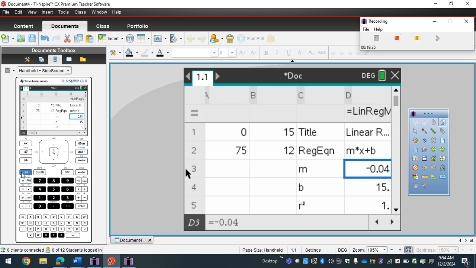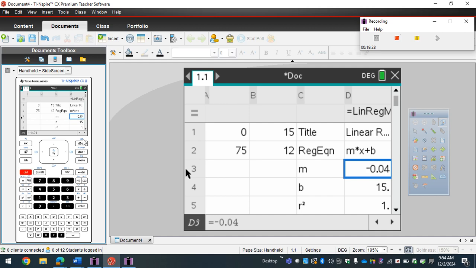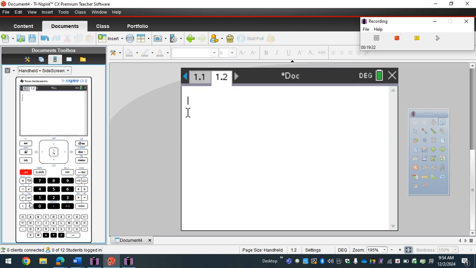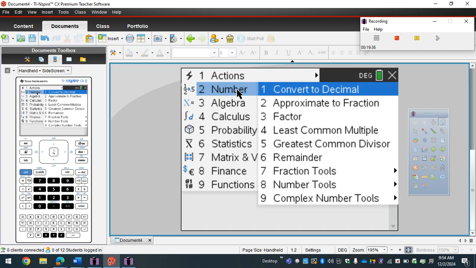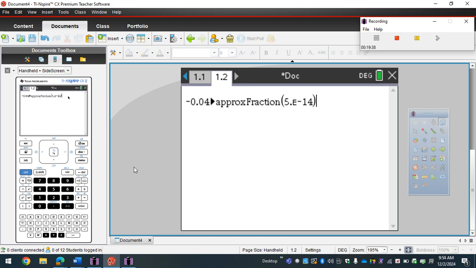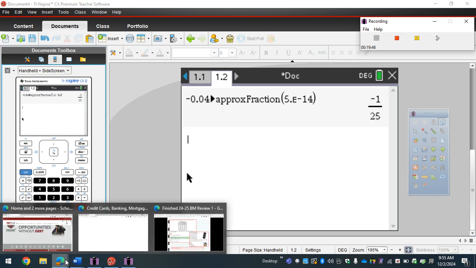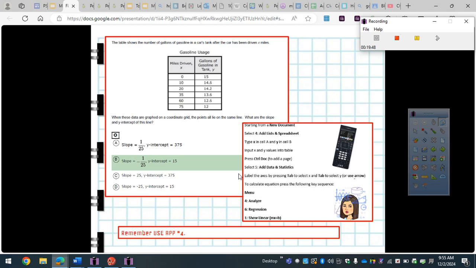I'll go right here, practice that again, Control C, Control Doc, and we're going to add a calculator. We're going to Control V to paste it, and we're going to go to Menu, and then 2, and if you look at this, it's a fraction, so we're going to say yes, enter, and there it is. So there's my equation, pretty easy, it's not too bad. Okay, next question.